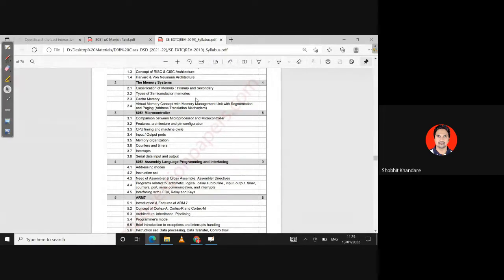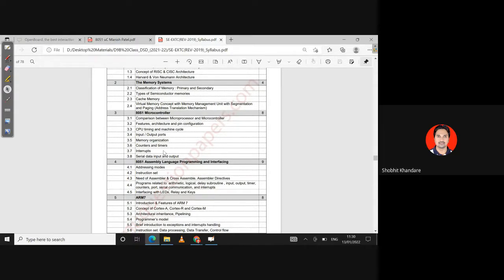Already in DSD, some of them we have taken. What are the cache memory? Virtual memory concept with memory management unit with segmentation and paging, that is used for address translation mechanism. So ये सब आपको अभी सब नया लग रहा होगा, I understand, but this thing we will take in detail for you to make your concepts very clear. Okay, so the second module is dedicated for memory system.